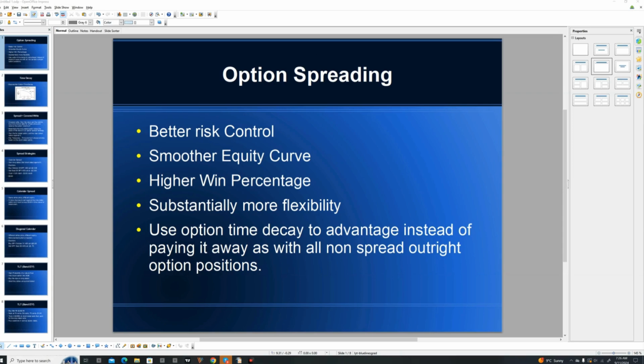All right, so option spreading offers a few advantages. One is better risk control because we're long something and we're short something. So you're making money on one side or the other. So that smooths out your equity curve. You can raise your percentage of wins for sure. And it's substantially more flexibility. And I'll show you what I mean by flexibility as we go here. We won't take too long on this, but you need to know, honestly, if you're going to trade options, how to use time decay to your advantage instead of paying it away. You need to understand how the floor trader works and use that same mentality to your advantage.